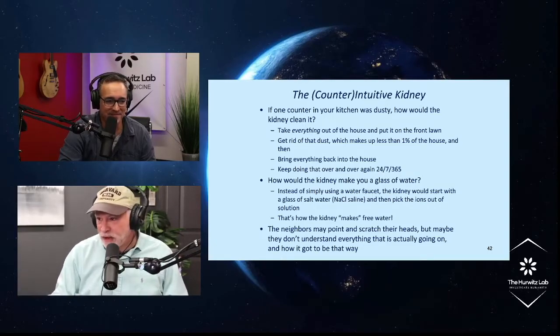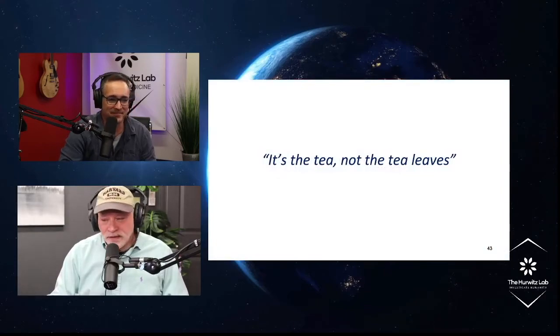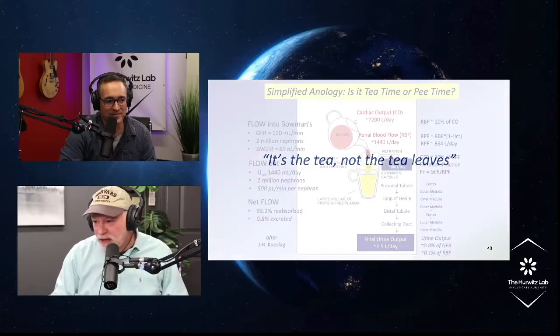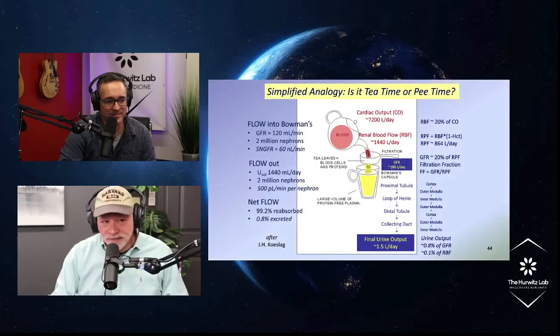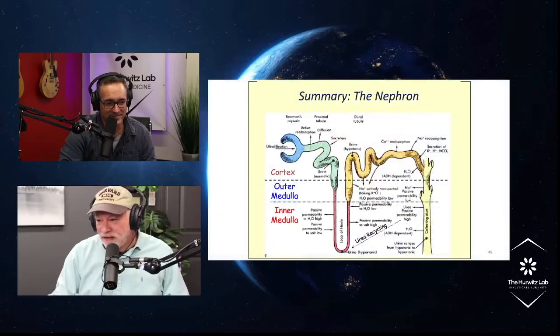Right. I don't know. So now we go back to this. So again, it's the tea. It's the flow of tea, not the tea leaves that are important. So again, here's our analogy. Go back to the tea time. Okay, let's dig a little deeper. Okay, so here's a summary of the nephron. I just sort of mentioned that.